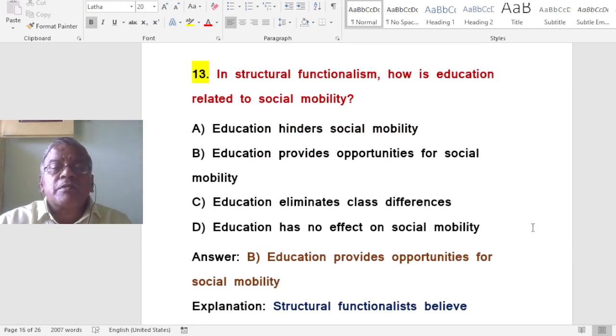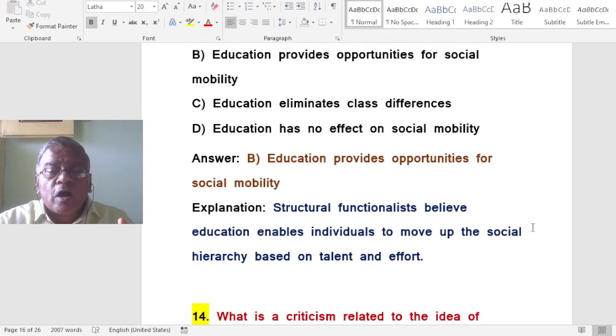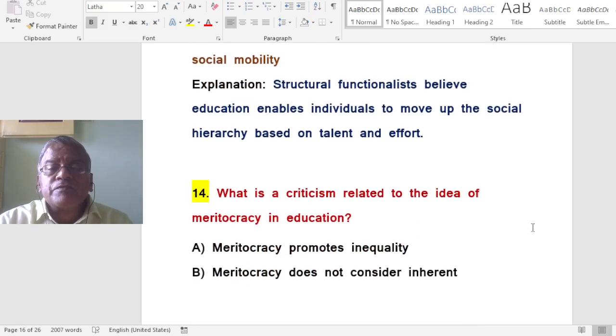In structural functionalism, how is education related to social mobility? Education hinders social mobility. Education provides opportunities for social mobility. Education eliminates class differences. Education has no effect on social mobility. What is the correct answer? Education provides opportunities for social mobility. Structural functionalists believe education enables individuals to move up the social hierarchy based on talent and effort.